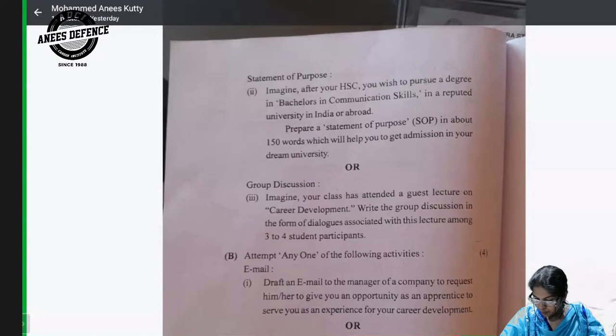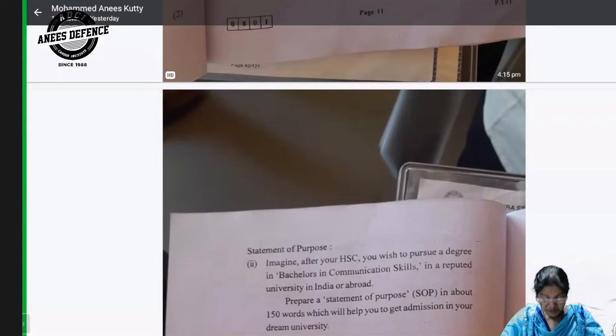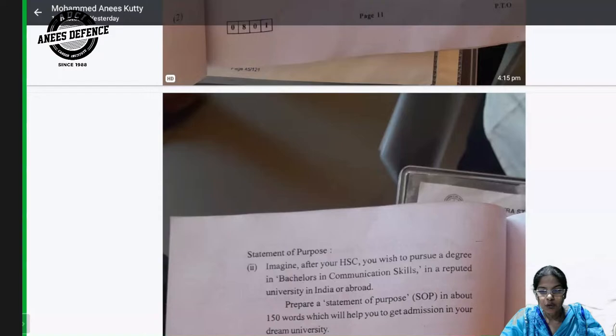What is a statement of purpose? Let's begin with understanding what it is. A statement of purpose is a document which is basically marketing your skill sets for admission to a reputed university or college, either in India or abroad. Something which is very commonly used these days for people who are aspiring to go to very well-known, renowned universities. This is definitely important.